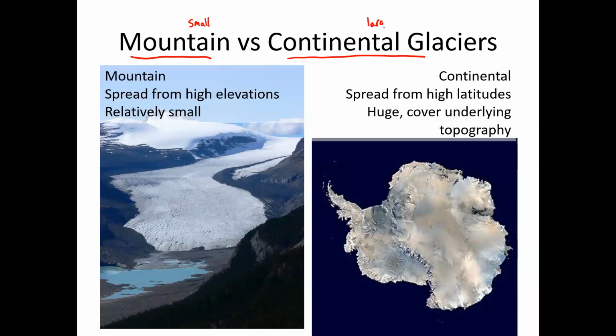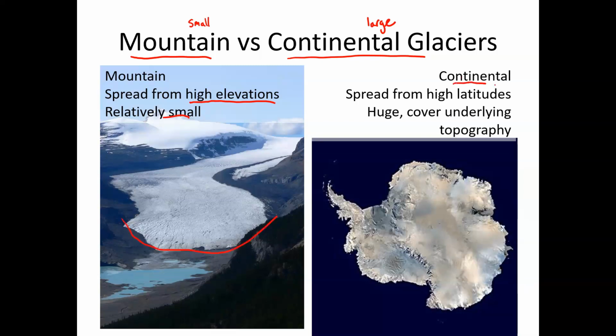So these are very large. And we have two examples here. So a mountain glacier might look something like this, filling one mountain valley or a network of mountain valleys. At any rate, they spread from high elevations, right, upslope, places higher in the mountains, and they're relatively small. And they're often confined to single valleys like this one.